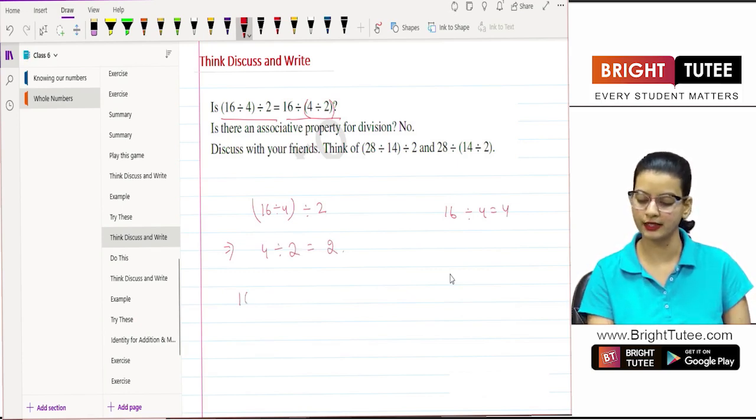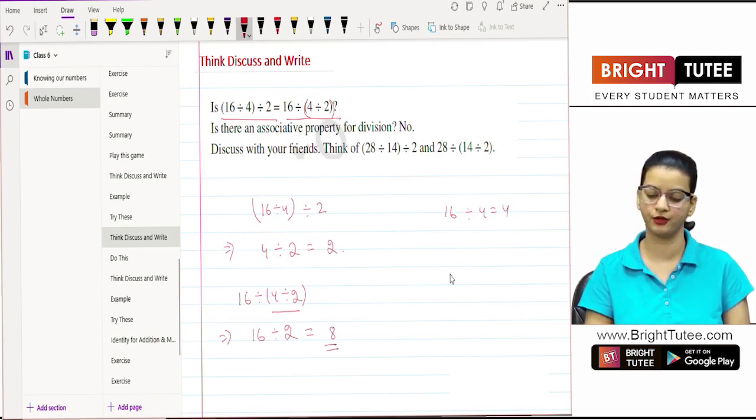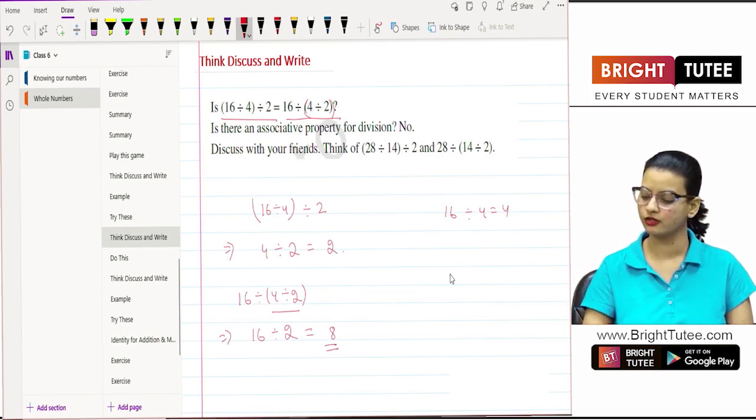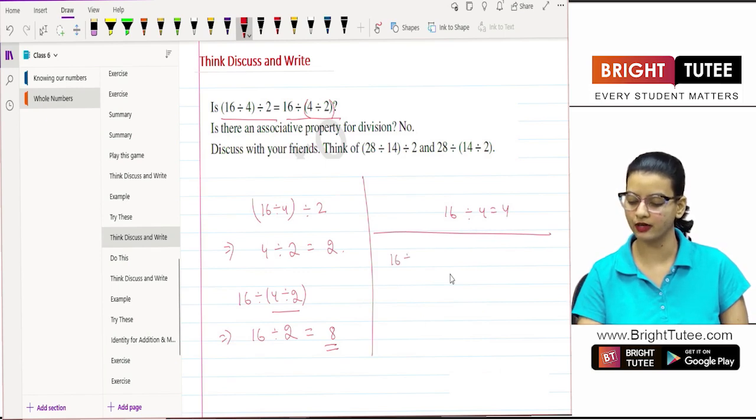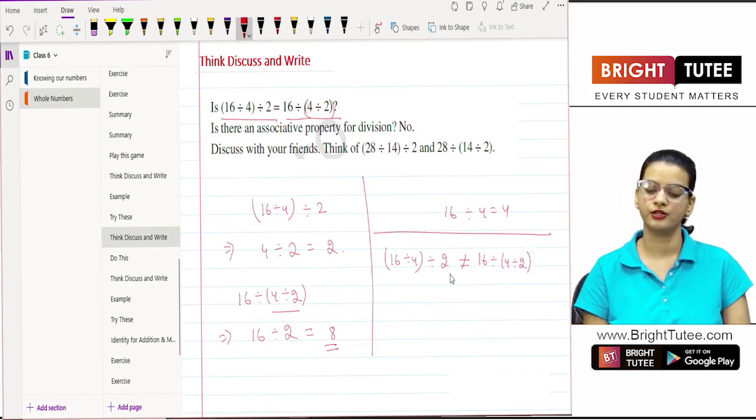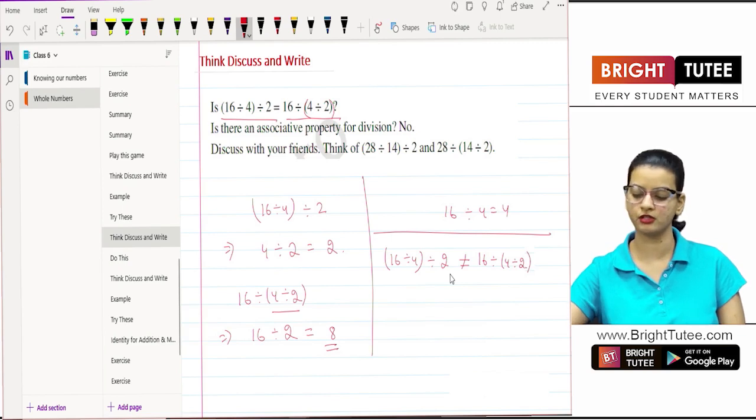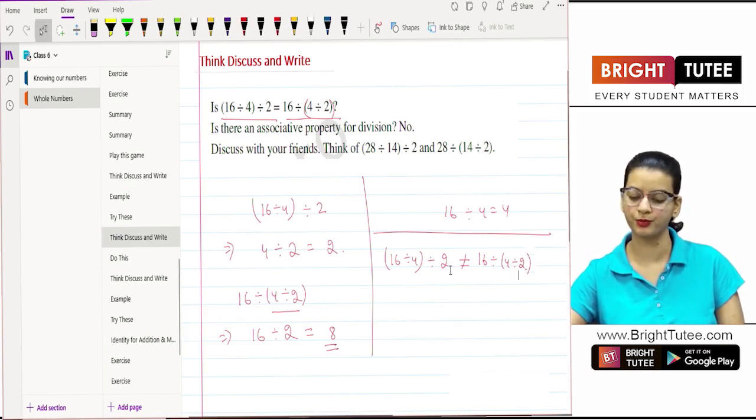Now if we do 16 ÷ (4 ÷ 2), again we perform the operation inside the bracket first. 4 ÷ 2 is 2, so 16 ÷ 2 is going to give me 8. So the answer is different. We get that (16 ÷ 4) ÷ 2 is not equal to 16 ÷ (4 ÷ 2). So is there an associative property for division? No, there is no associative property for division.